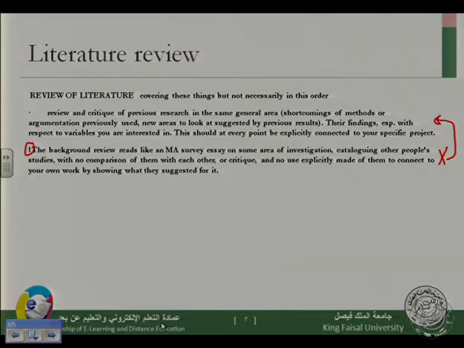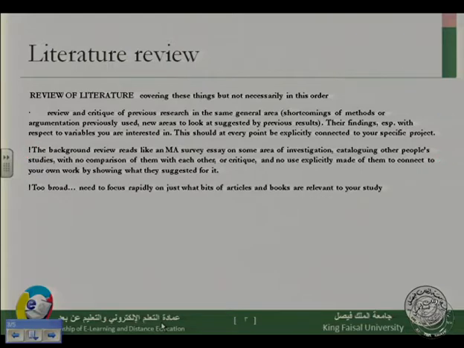Yes, sometimes you just mention the studies. Ahmed did this, Pat did this, Yusuf did this, and Khalid did this, and that's it. No, this is just cataloging the previous studies. When you say Ahmed did this, explain, criticize, and tell us the connection between Ahmed's study and your own study. This is very important. If you don't do this, this is not literature review. Your literature review is going to be rubbish.